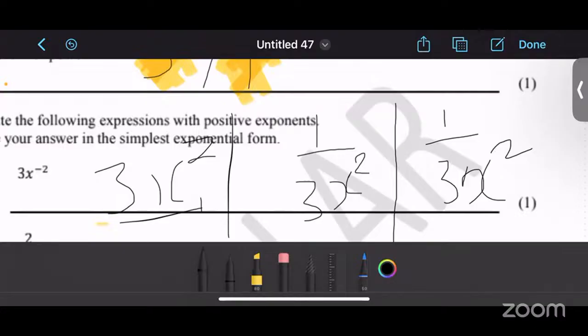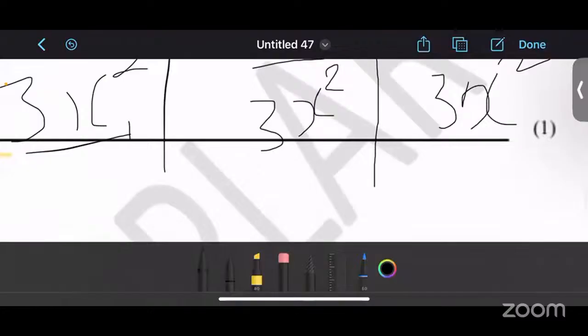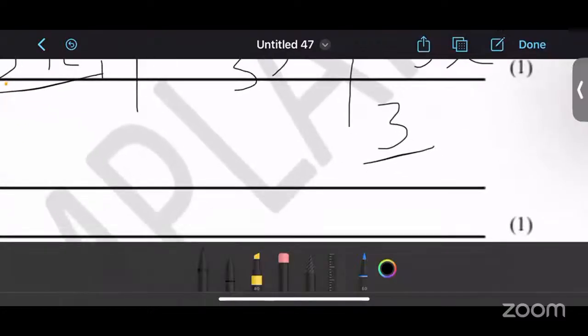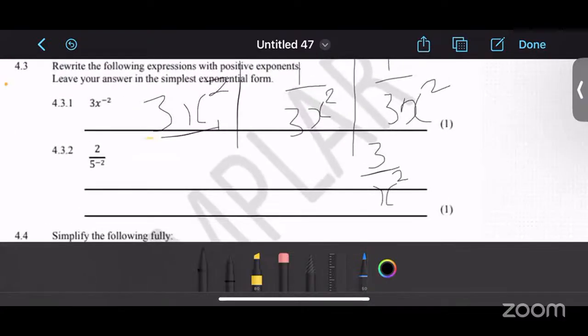Or if you wanted to change just the x, we can leave the 3 as the numerator, say 3 divided by x to the power of +2. It's still the same, right? Are we all happy? Yes, ma'am. So when you want to change an expression to have a positive exponent, you're just going to say 1 over the whole thing, right? 1 over the whole thing.